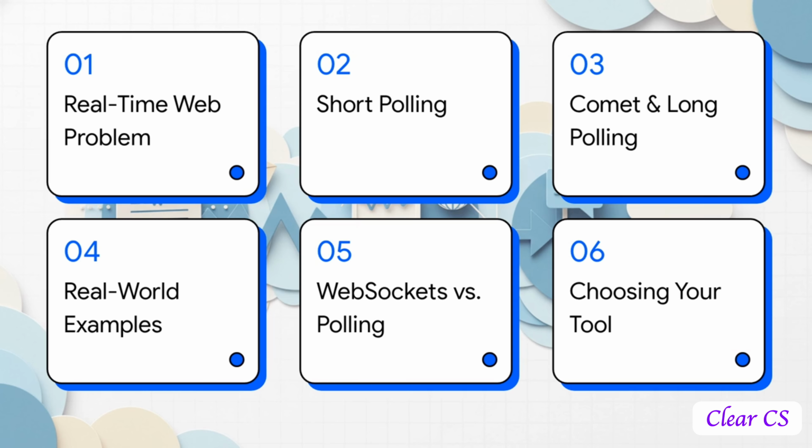Here's the roadmap for our explainer today. First, the real-time web problem. Then, short polling, are we there? Third, enter Comet and long polling. Fourth, real-world polling examples. Fifth, WebSockets versus polling. And finally, number 6, choosing your real-time tool.